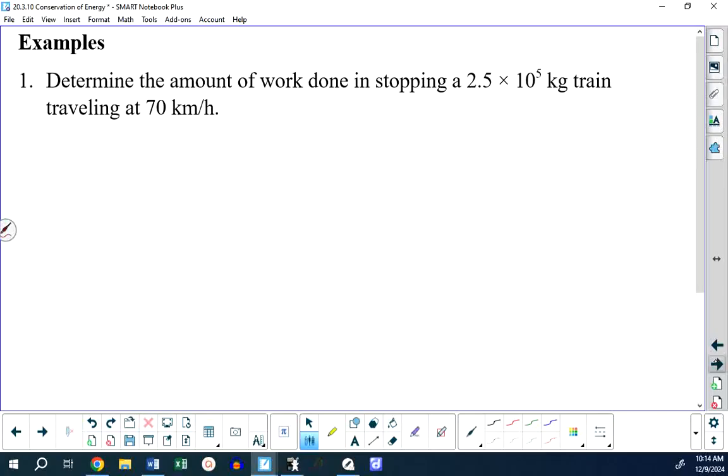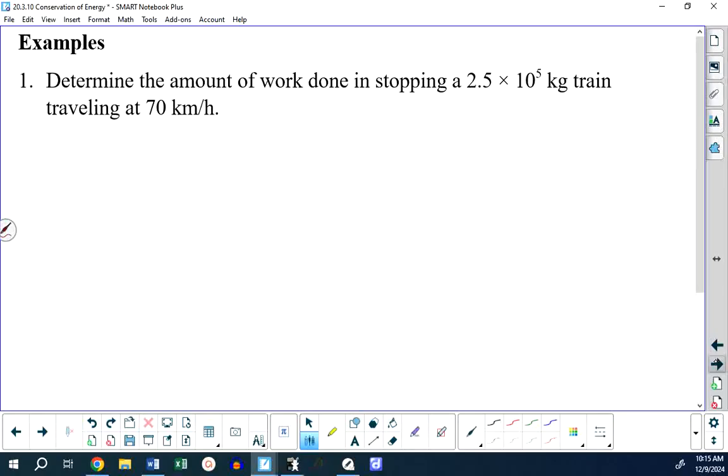Determine the amount of work done in stopping a 250,000 kilogram train that's traveling at 70 kilometers per hour. So when we go from having the train moving to having the train not moving, I hope it's clear mechanical energy is not conserved. What's done then is work. It's done by the application of a force resulting in a, quote, deceleration.